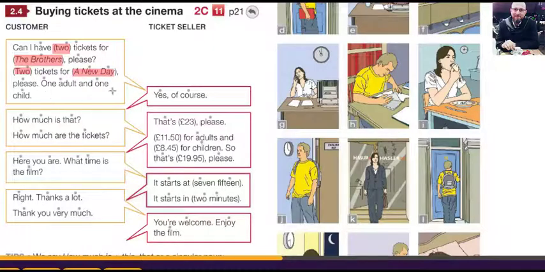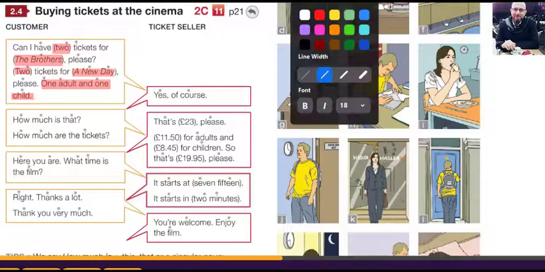One adult, one child, okay? Or for example, two adults, this you can change. Okay, two tickets for Avatar, please, two adults, okay? So, yes, of course, how much is that? How much is that? This is the total, okay, everything. When I say how much are the tickets, for example, I ask about adult, I ask about child, so how much are, okay?